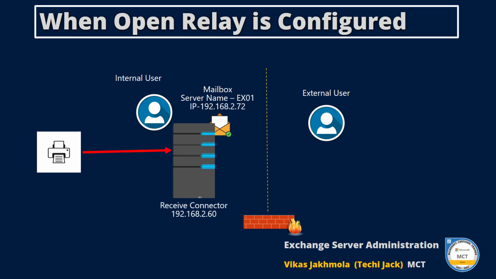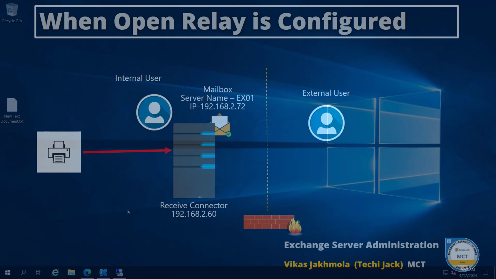We can safely achieve this in the Exchange server by configuring the anonymous relay, creating a dedicated receive connector in the front end transport that is allowed to anonymously relay messages securely by allowing only specific IPs to send messages. For example, you want to configure your printer to send messages to an internal user or an external user. We can configure a receive connector on our Exchange server to just allow this printer IP to send messages, so that email can be sent in a secure way.